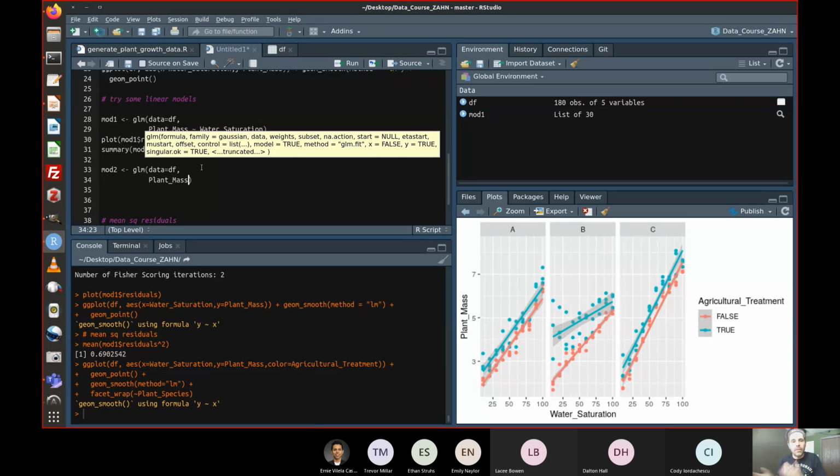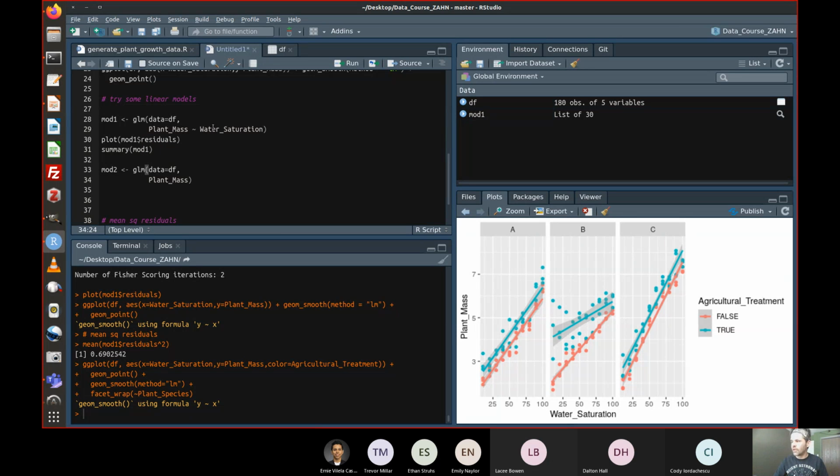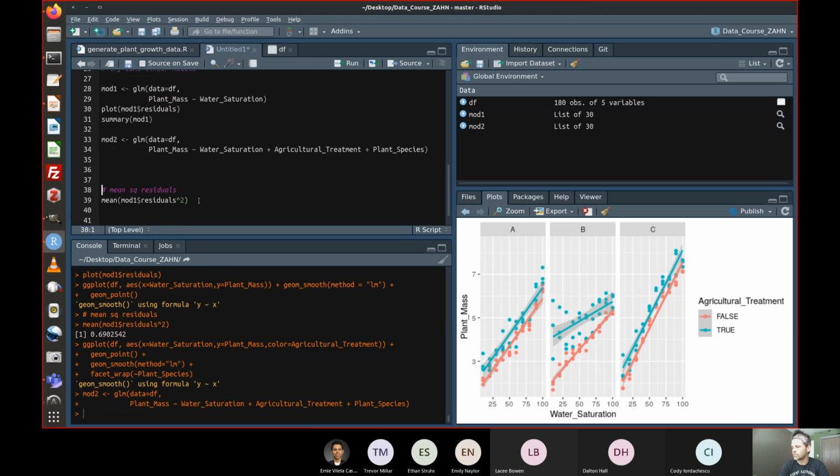So we can tell our model what to pay attention to. In this first one, we said the only explainer variable I want you to think about is water saturation. But remember, we see in our picture here that agricultural treatment has an effect on this, and so does plant species. So let's say plant mass is a function of water saturation plus agricultural treatment plus plant species. Okay, let's take a look at that.